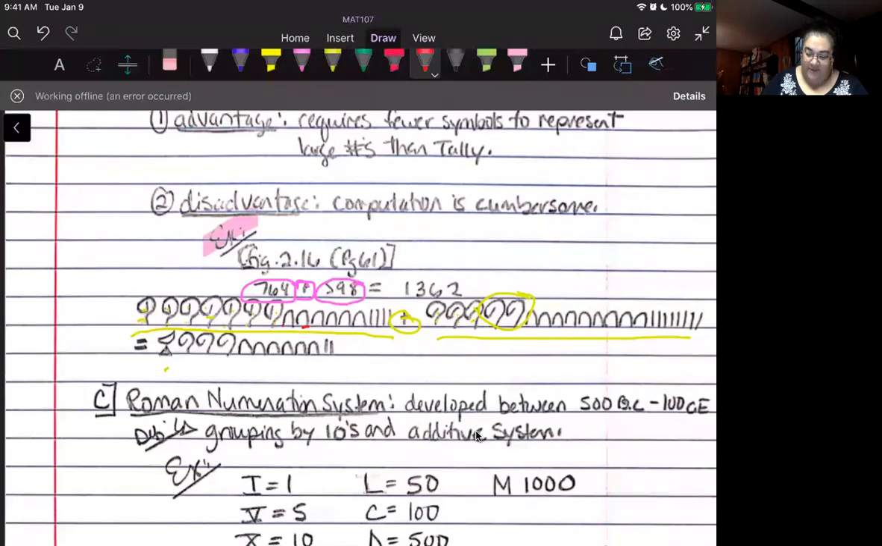10, 20, 30, 40, 50, 60, 70, 80, 90, 100. That turns into 100, right? And then we have another 10, 20, 30, 40, 50. So we hold on to those. There they are. Okay. And then you have your ones, and we have 1, 2, 3, 4, 5, 6, 7, 8, 9, 10. That turns into a 10, and then you have your leftover ones.